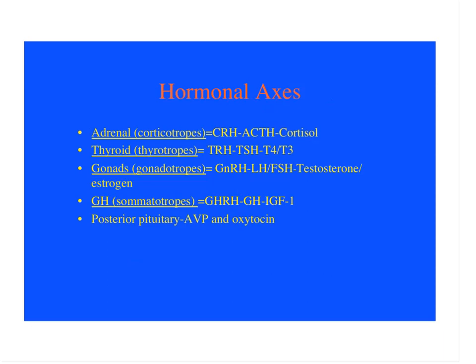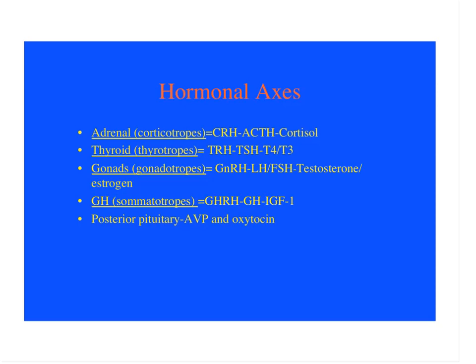The hormone axes include the adrenal axis. The pituitary cells that make these hormones are called corticotrophs. The hypothalamus makes CRH, which goes to the pituitary to make ACTH, which goes to the adrenals to make cortisol. The thyroid axis, the pituitary cells are called the thyrotropes. The hypothalamic hormone is called TRH. It goes to the pituitary to make TSH, and that causes the thyroid to make T4 and T3.